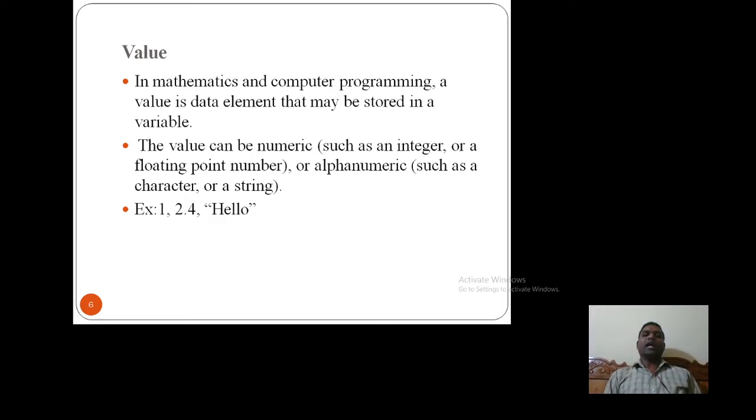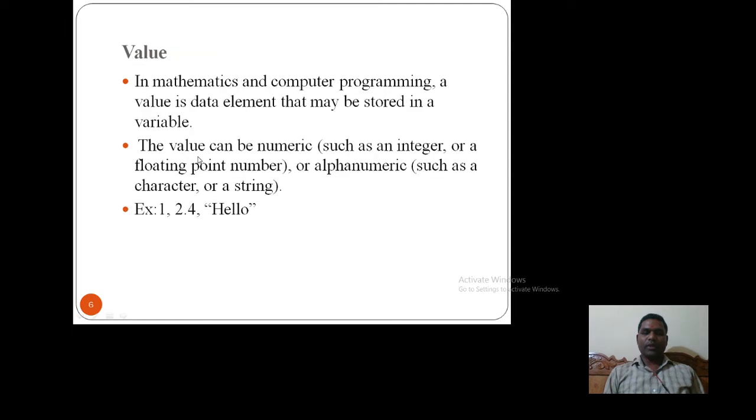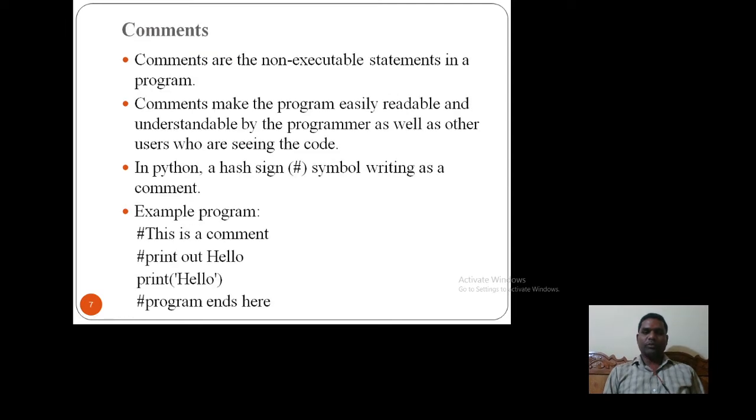So a value can be of any type. It may be a number, or a string, or a floating point number, or any kind of alphanumerical character; anything we can call a value. So here 1, 2 and 4 are three different values. Whenever I assign these values to a variable, that particular variable will hold the value, as in the previous slide. So here I have a variable and this is a value. x is holding a value called 5. This is what we can call a value.